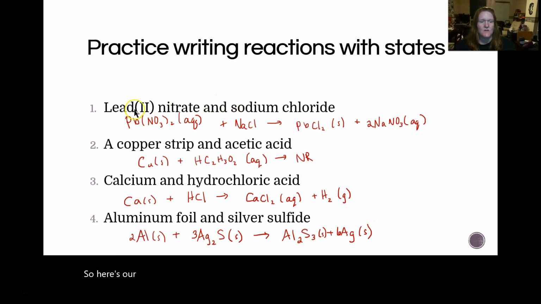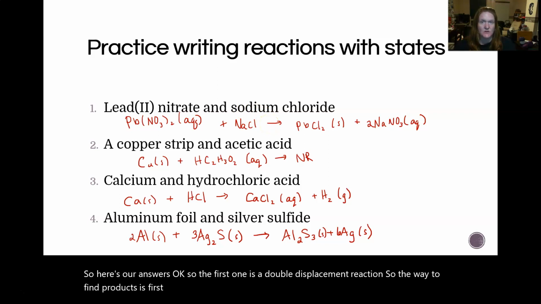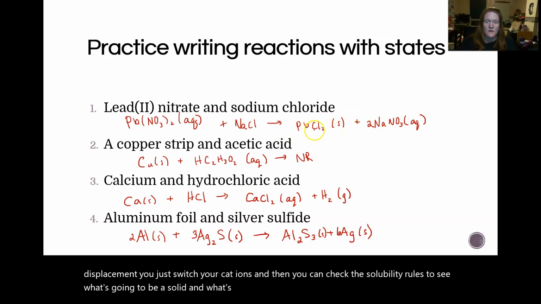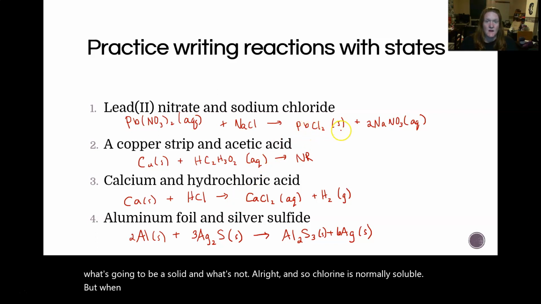Okay, so the first one is a double displacement reaction. So the way to find products is first to know what type of reaction you're handling. That way, if you know it's double displacement, you just switch your cations, and then you can check the solubility rules to see what's going to be a solid and what's not. All right, and so chlorine is normally soluble, but when it's with lead, it's not, so it's going to form a solid, whereas NaNO3 is always soluble.